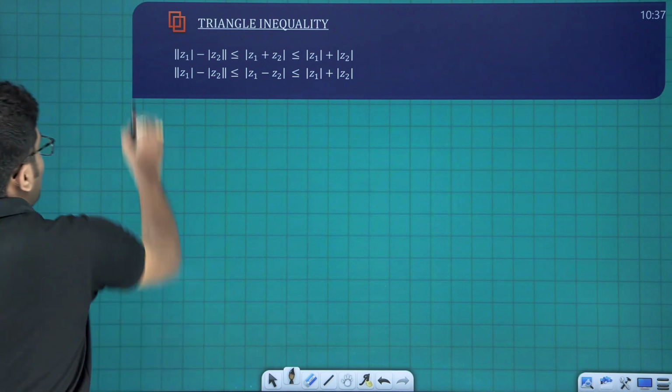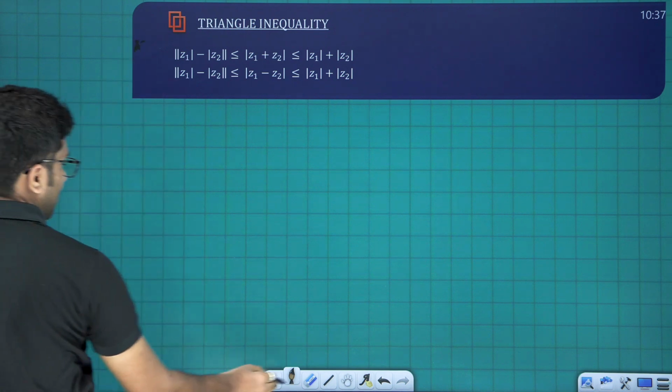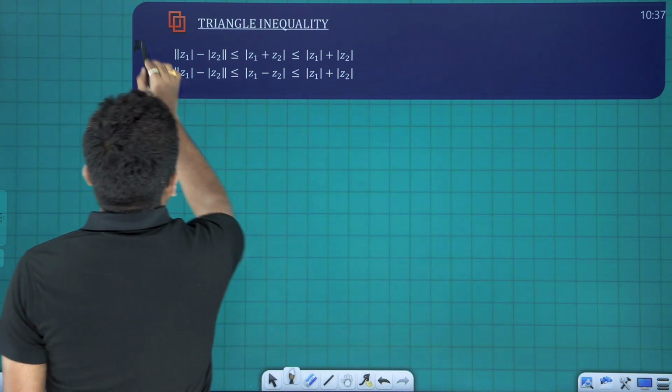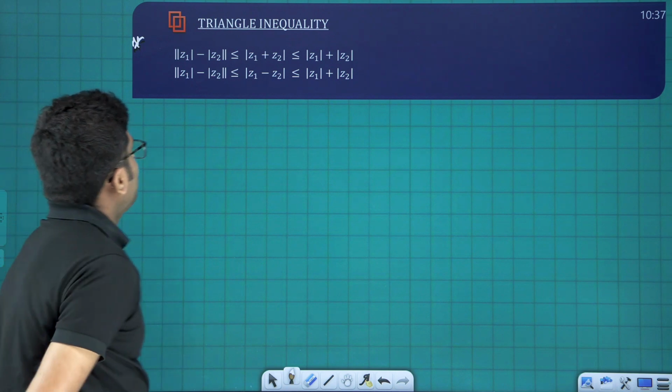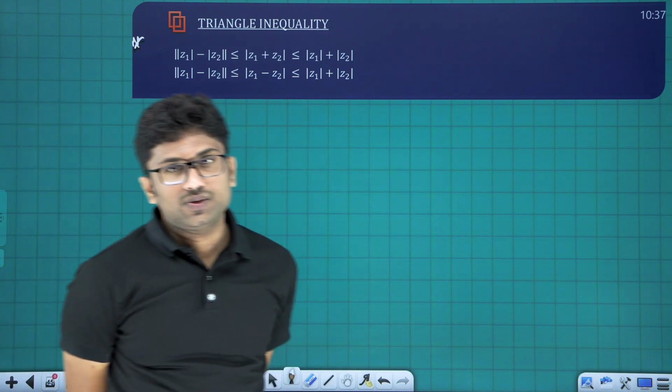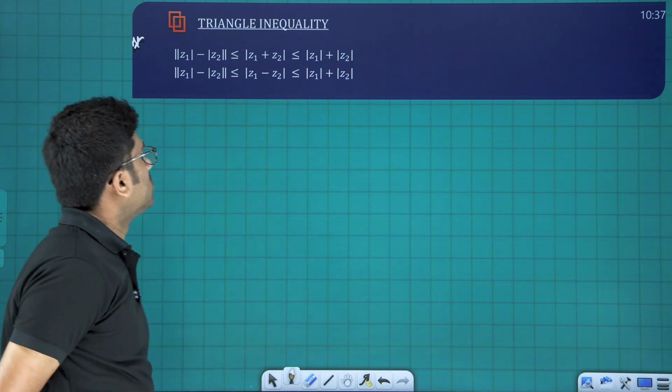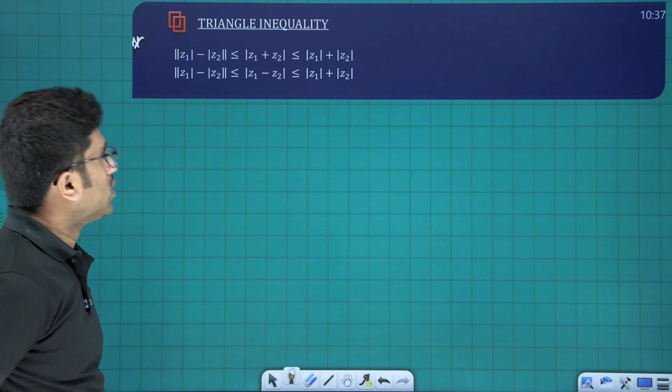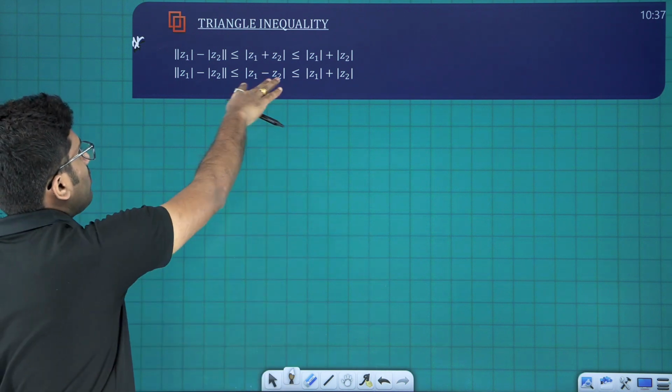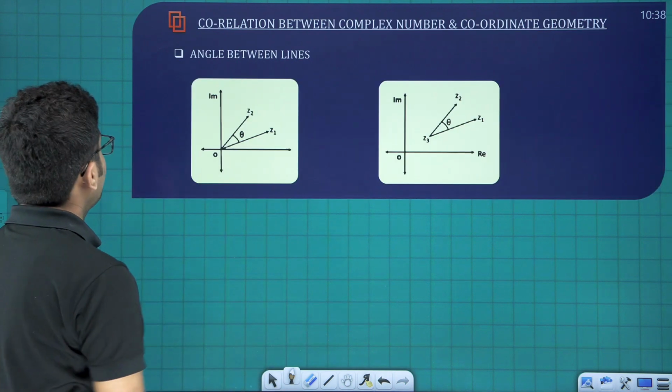Now triangle inequality, which is very important friends, kindly make a note of this. Modulus of mod Z1 minus Z2 is always less than or equal to mod Z1 plus Z2, which is less than or equal to mod Z1 plus mod Z2. In the same way, mod of Z1 minus Z2 also.